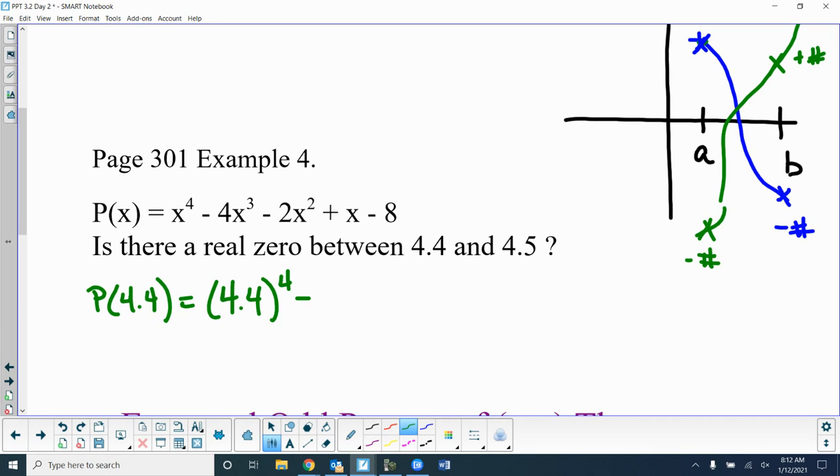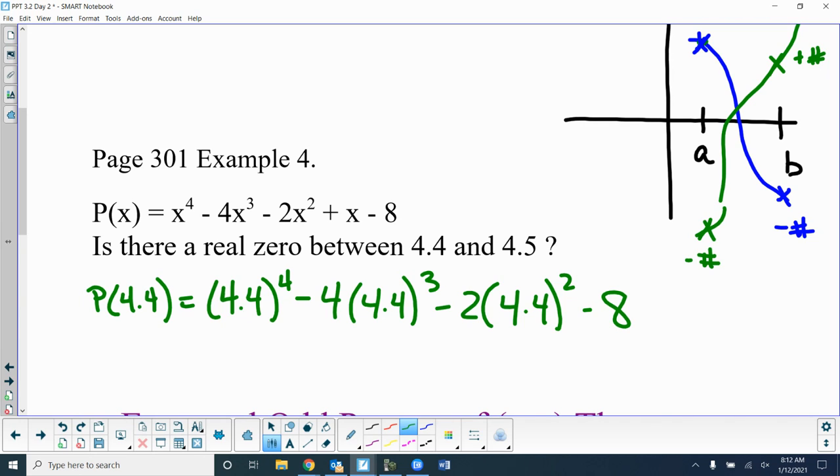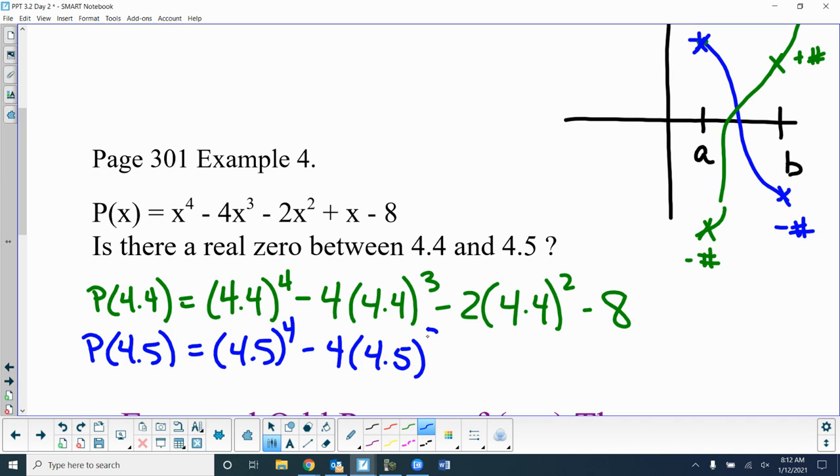All right, so this is 4.4 to the fourth minus 4 times 4.4 to the third minus 2 times 4.4 squared minus 8. Okay? And then you're going to put 4.5 in, and you're going to see if one's positive and if one's negative. If they are, then you say, yes, there's a zero between them. If they aren't one positive and one negative, then you say, no, there's not.